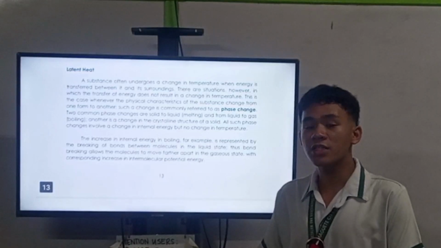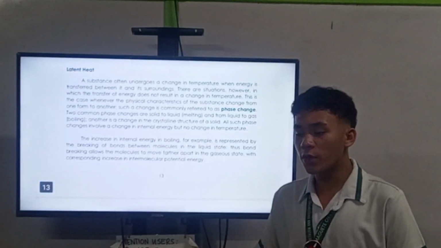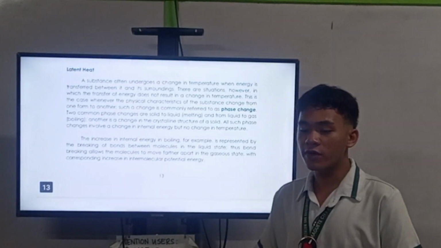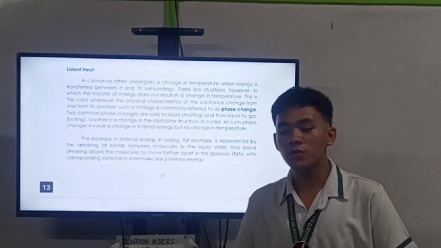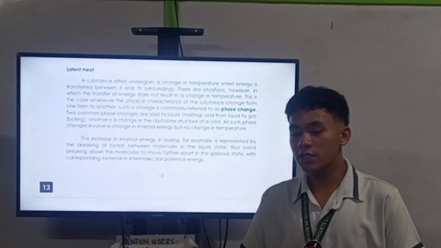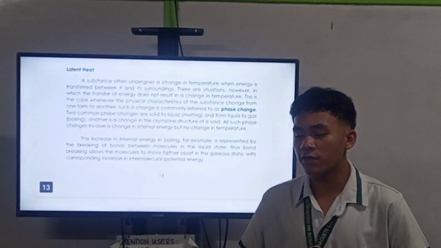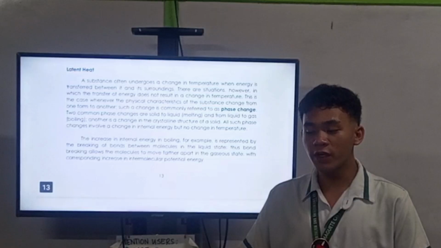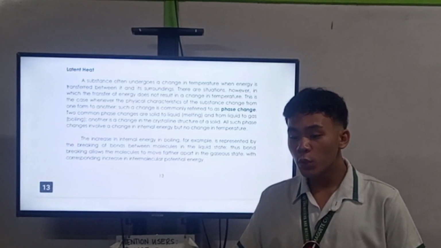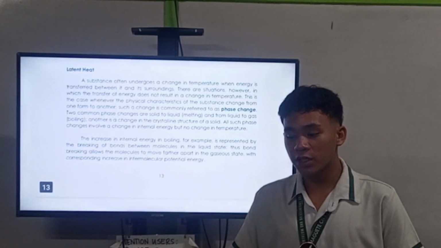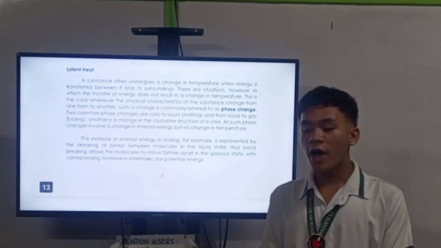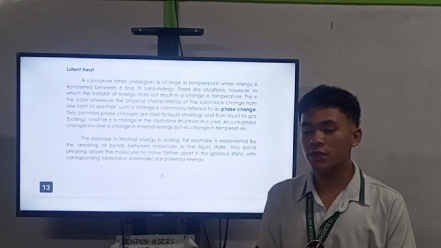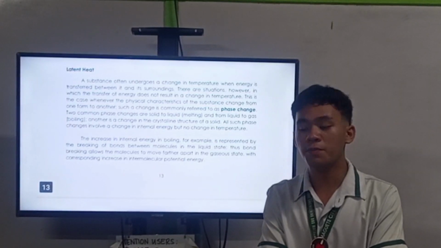So proceeding to the latent heat. This states that a substance often undergoes a change in temperature when energy is transferred between it and its surroundings. There are situations, however, in which the transfer of energy does not result in a change in temperature. This is the case whenever the physical characteristics of the substance change from one form to another, a change commonly referred to as phase change. Two common phase changes are solid to liquid, which is melting, and liquid to gas, which is boiling. Another is a change in the crystalline structure of a solid. All such phase changes involve a change in internal energy but no change in temperature.